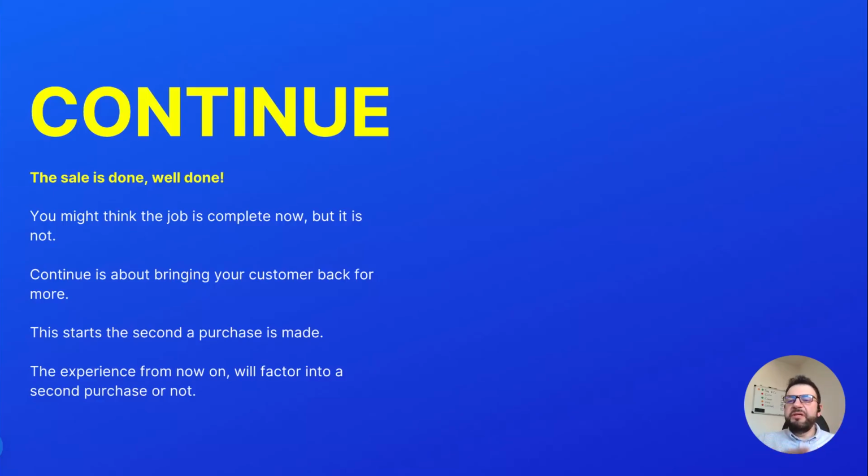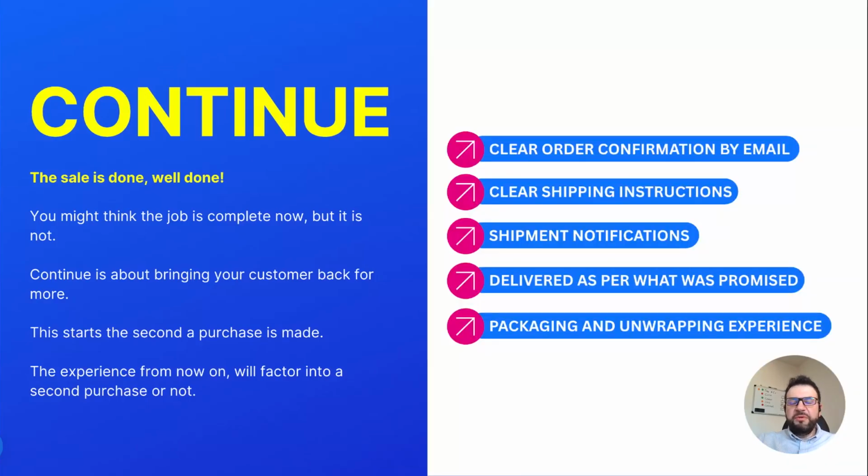Once the sale is made, are you offering clear confirmation emails? Are you communicating with the customer? Do they understand when the delivery is going to come? The experience from now on will factor in whether you get a repeat purchase or not. So if we look at some of the metrics, you want to have clear confirmation by email: what did they buy and how much did they pay for it? You've got clear shipping instructions and notifications to let them know to be at home when the shipment is going to happen. And are you going to deliver as per what you promised?